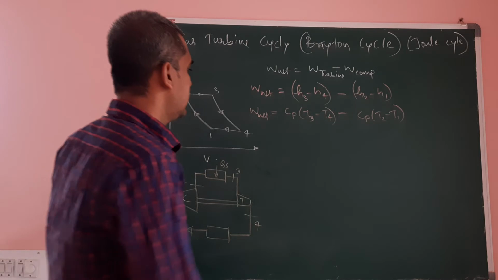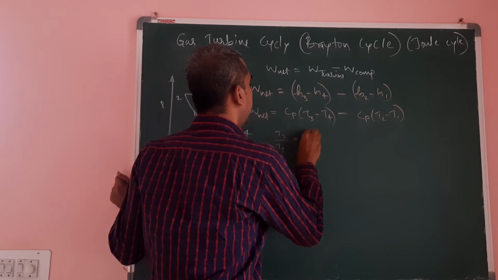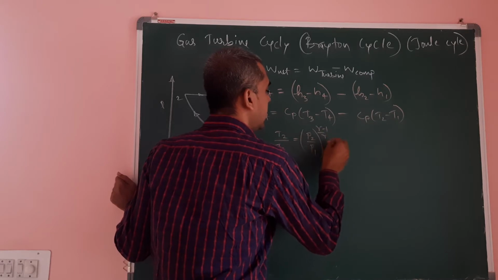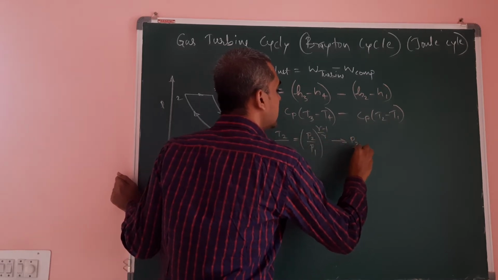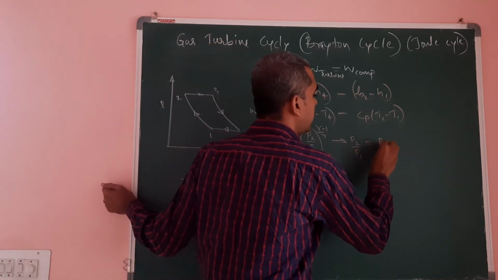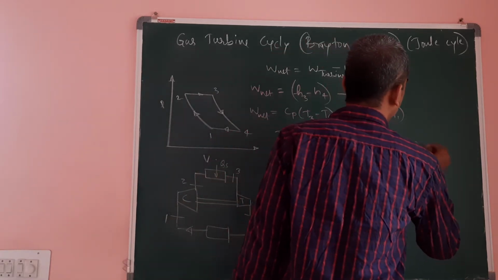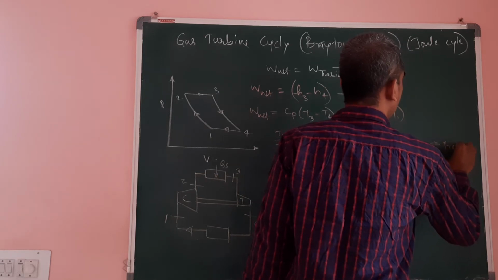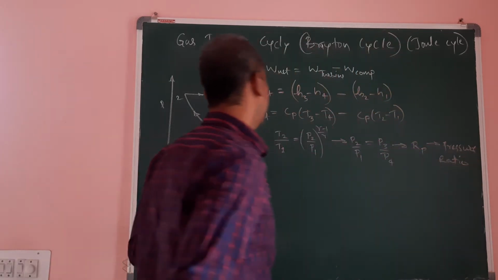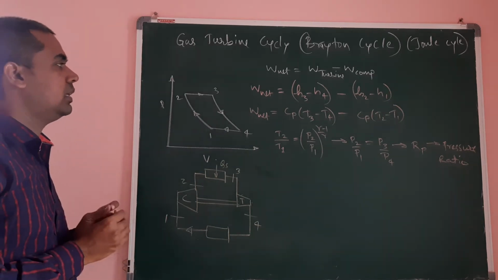Now we know that T2 by T1 is equal to P2 by P1 raised to gamma minus 1 by gamma. Here P2 by P1 is nothing but the pressure ratio. P2 is equal to P3, therefore I can write P2 by P1 is equal to P3 by P4 also. It is the pressure ratio, I will call it Rp.